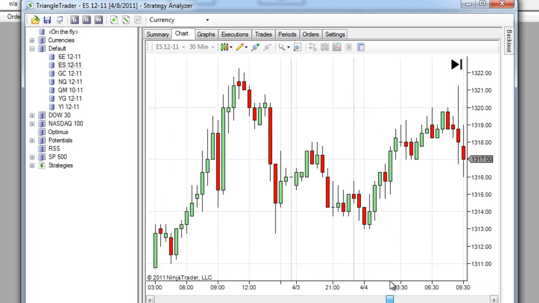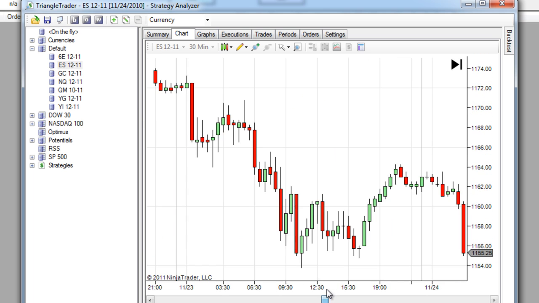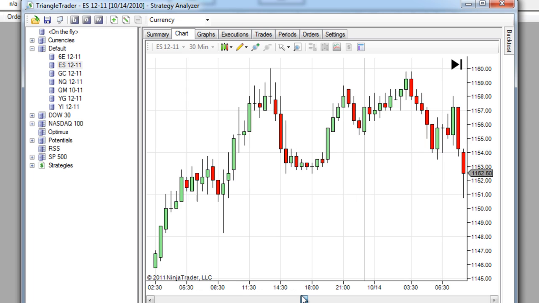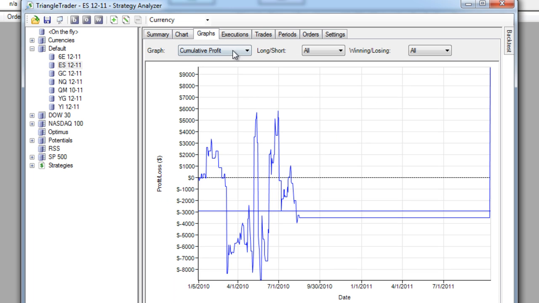I still have multiple trades being taken, which I don't want, but that's something I can fix now, something I didn't know about before, and that's why we use the backtester, so that we don't just run something live and go crazy. Graphs wise, there's more than just cumulative profit.